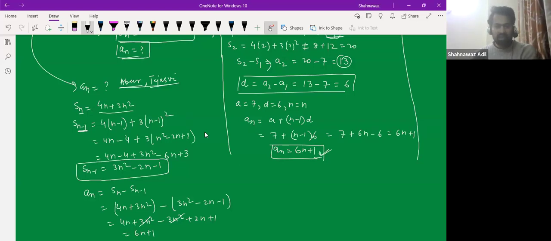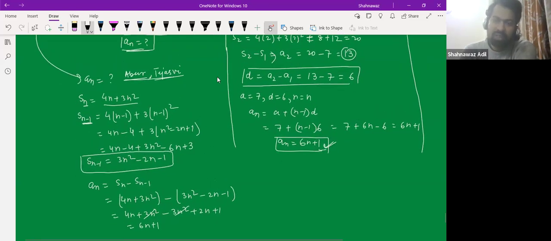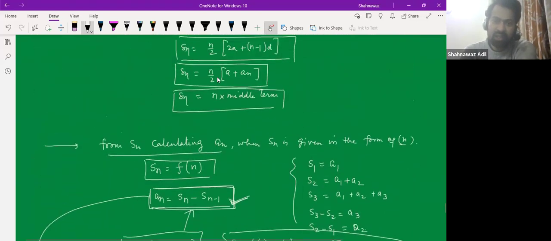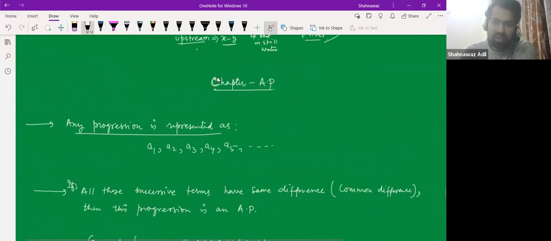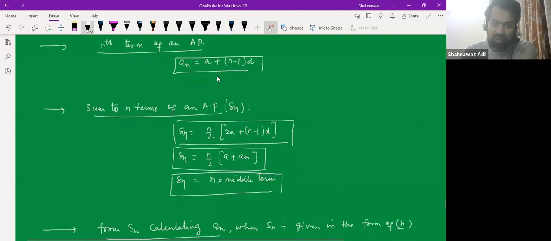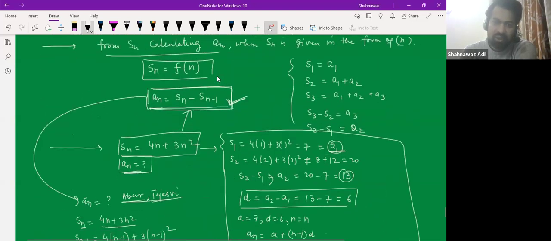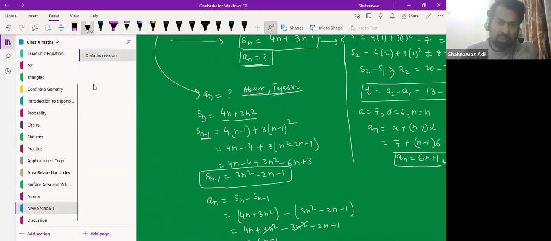Is that clear to you, Amar? And Amira, what about you? Yes, sir, clear. Okay. So these are the things that we have studied in AP, right? You already knew that. So then let us do some questions. We will pick up NCERT questions, and you please practice that.